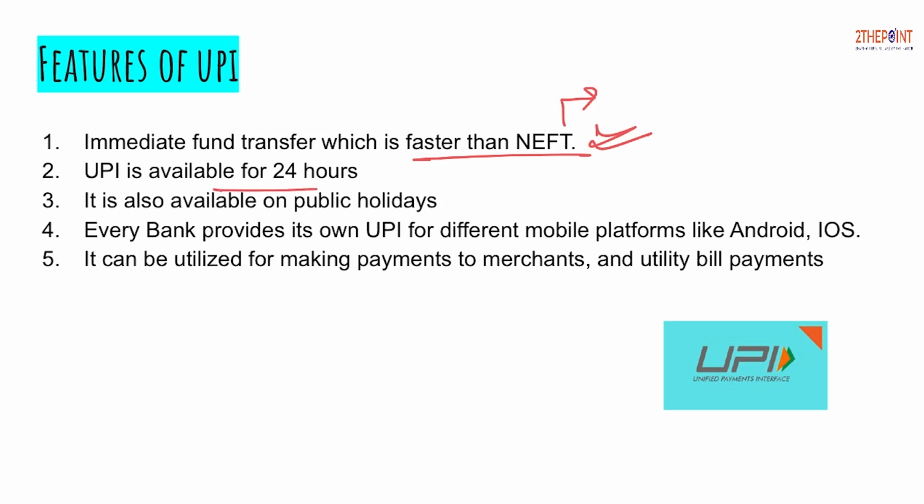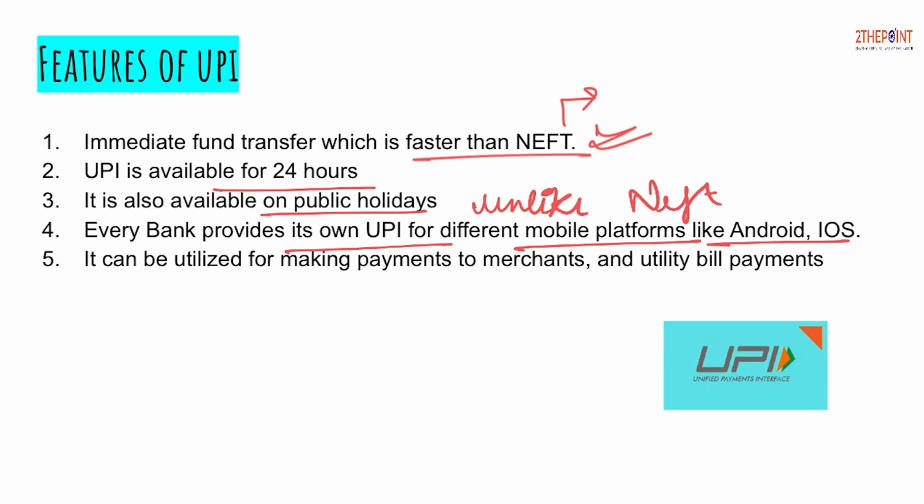Next, it is available 24 hours and 365 days. You can use it from anywhere, sitting at any place. All you need is a mobile network and such apps installed on your phone. It is also available on public holidays, unlike NEFT, which is not available on bank holidays and Sundays. And every bank has its own UPI for different mobile platforms like Android and iOS. So every bank has its own UPI network, which it creates and provides to the customer.